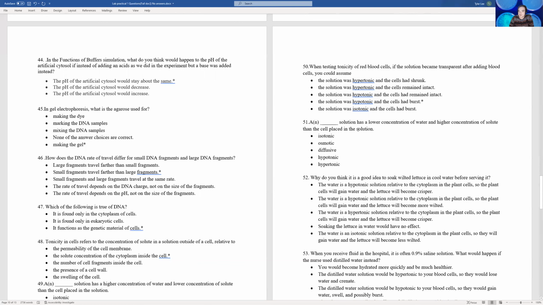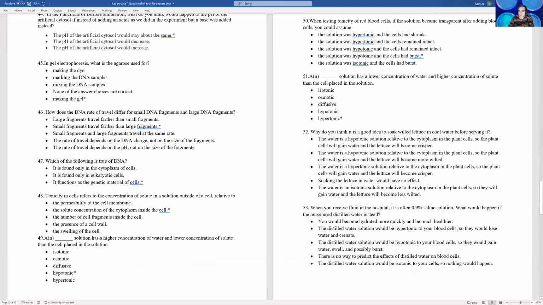A blank solution has a lower concentration of water and a higher concentration of solutes than the cell placed in the solution. So here, the key is higher concentration of solutes than the cell. If there's a higher concentration of stuff outside the cell, then that solution is hypertonic. So water will be drawn out of the cell towards that high concentration of solutes.